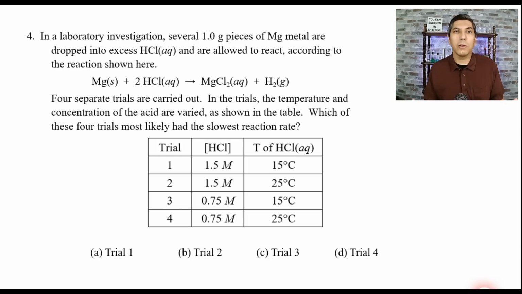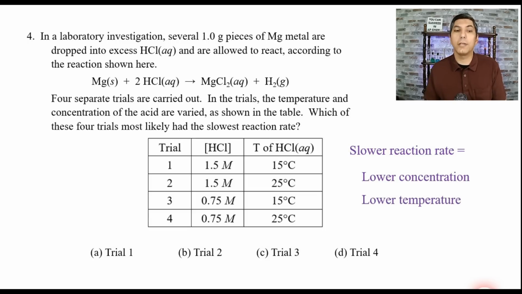As we learned in Unit 5 over kinetics, the faster the reaction rate, it's normally going to have a higher temperature and a higher concentration of the reactants. In this case, the question is asking about the slower reaction rate. That implies that we're going to have a lower concentration and a lower temperature of the reactant. So all we have to do is look at that chart and find the trial that has the lowest concentration and the lowest temperature. To me, that seems to be trial 3, which is right here, 0.75 molar and 15 degrees Celsius. So that's why the answer is choice C for this question.